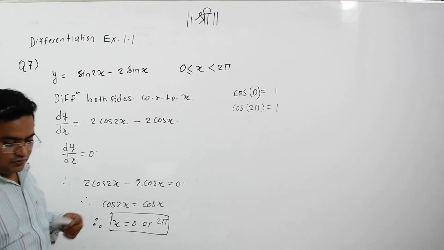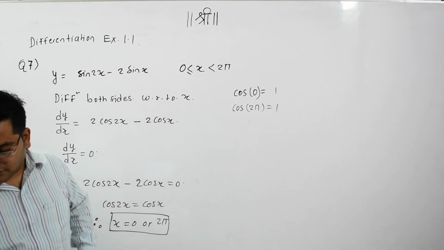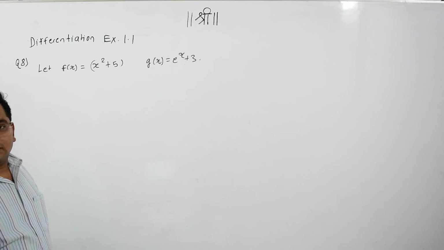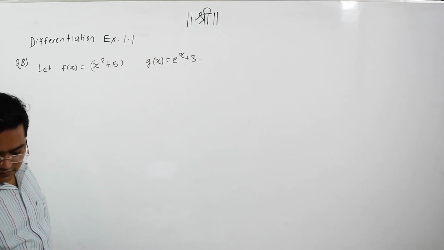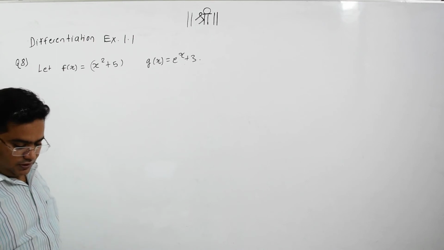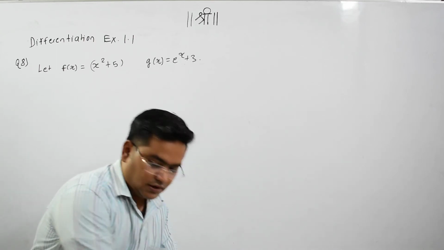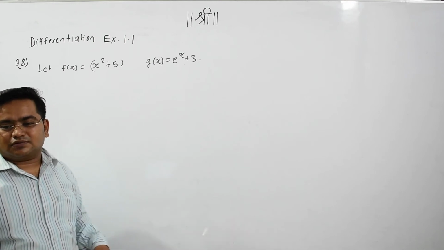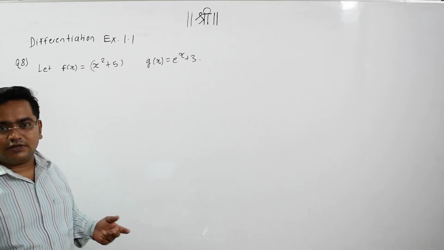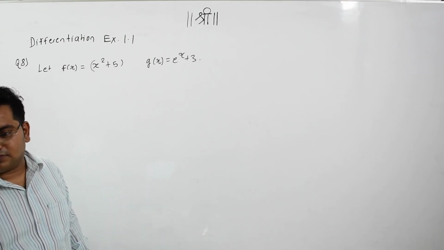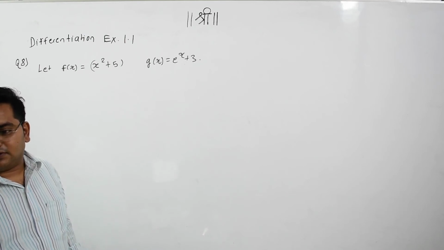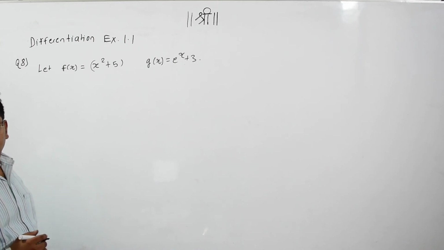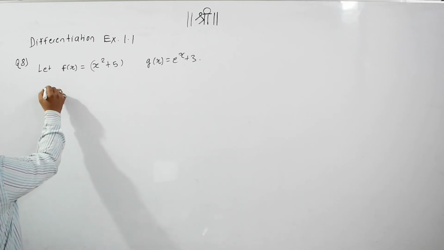Now let's move to our next topic. What is question number 8? I will discuss it. So let's start question number 8. There is no point in leaving this kind of question, so I would like to solve it. Though it looks easy, let's find out the terms of this question. They are asking us to find f of g of x.